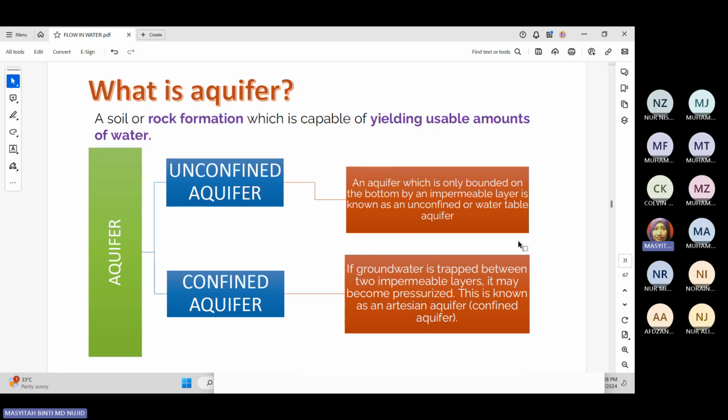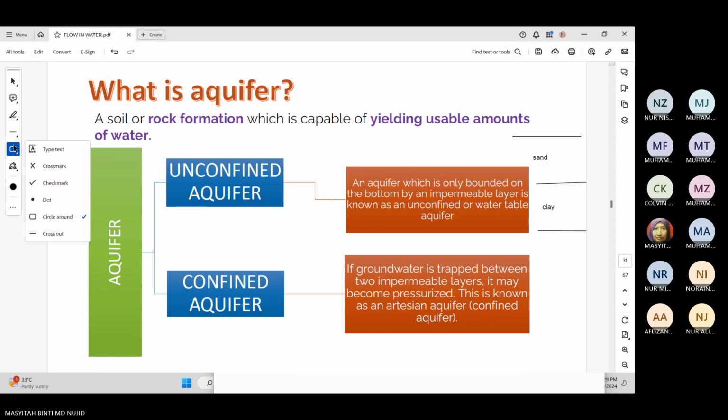So maksudnya kat sini, kalau kata saya nak bagi tahu keadaan untuk unconfined aquifer lah. So atas kita ada few layer lah. Sini saya letak dia sebagai sand. Kat sini saya letak clay. Okay, kemudian saya nak pasang well lah. Well kat sini saya nak kata saya nak pasang telaga dan so saya nak bina telaga saya.